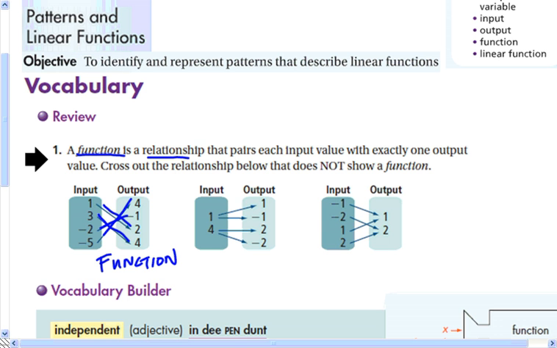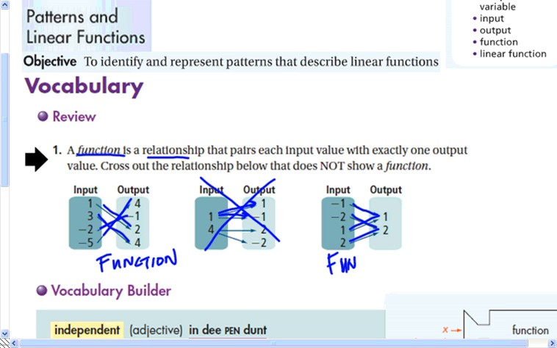The second one, though, notice that 1 has 2 output values associated with it. So there's 2 arrows going from 1 to the output. When you have more than one output for a single input, then that is not a function. So we want to cross that out. And the last one we'll check too. Notice there's 1 arrow from -1, 1 arrow from -2, 1 arrow from 1, and 1 arrow from 2. That is a function.